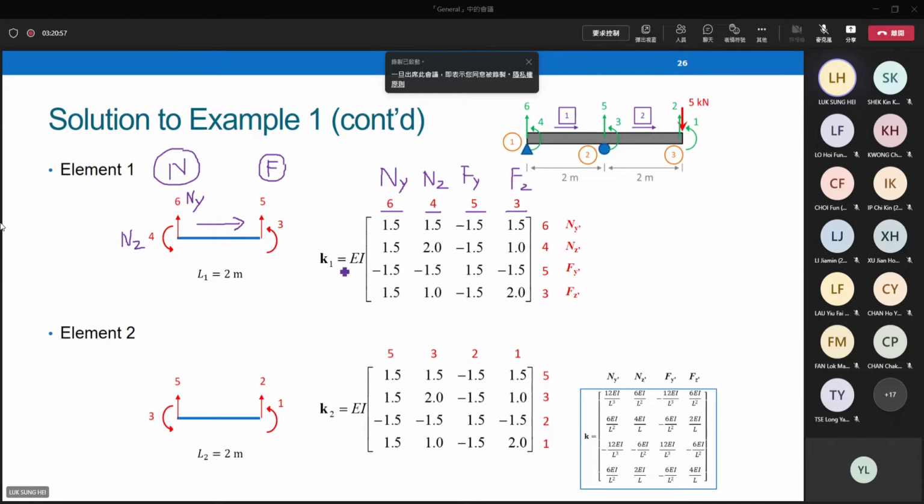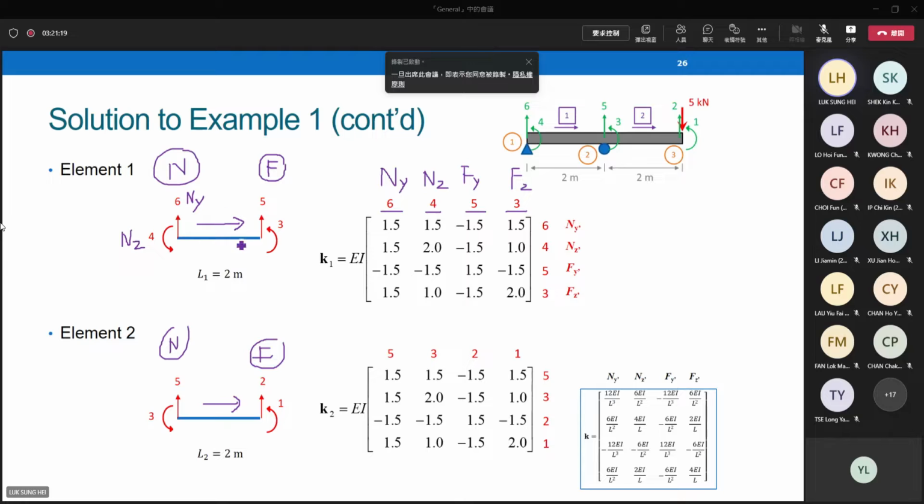Element 2, similarly, element 2 points from left to right. This is the near end, this is the far end. So the order of the code numbers should be 5, 3, 2, 1. The values inside are the same because they have the same length. Right? Don't need to calculate again. Same length, same EI. So the values inside should be the same.